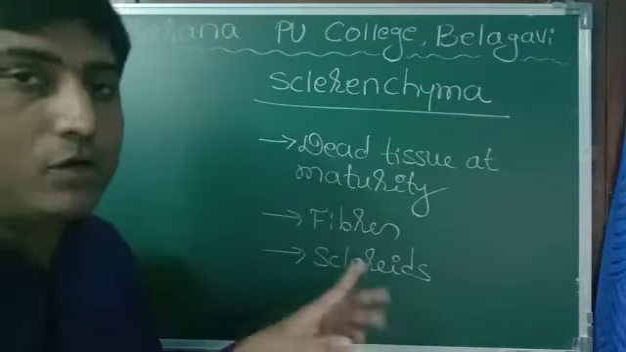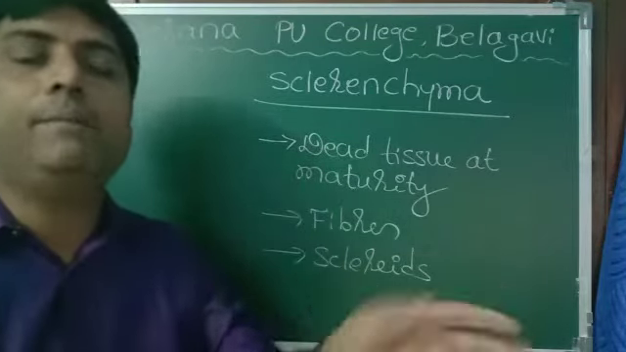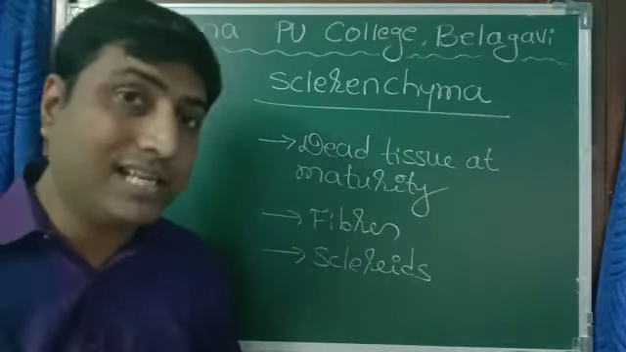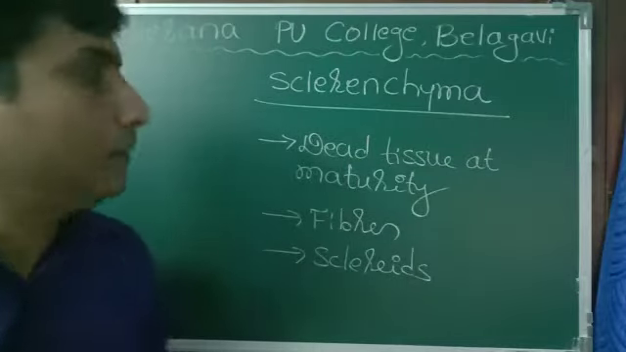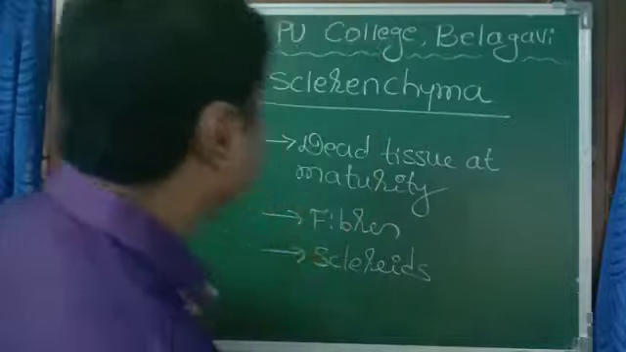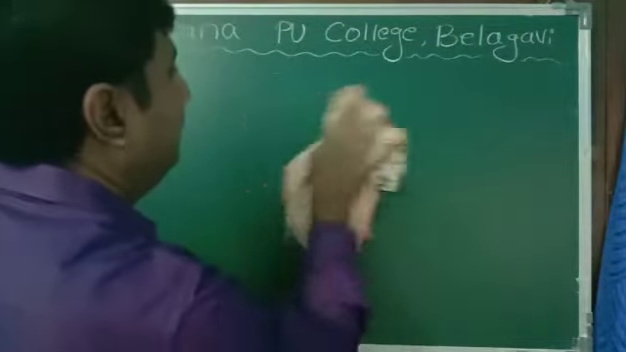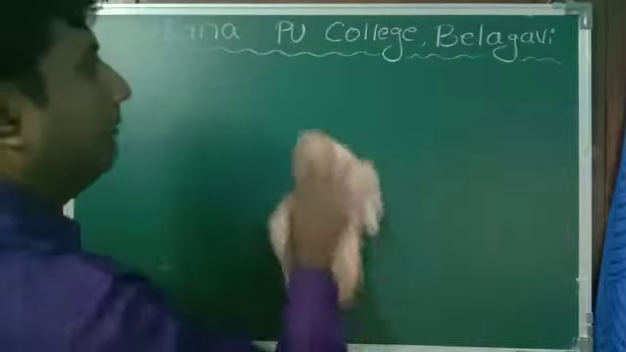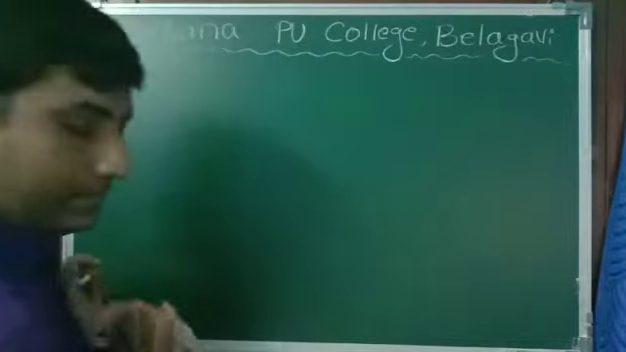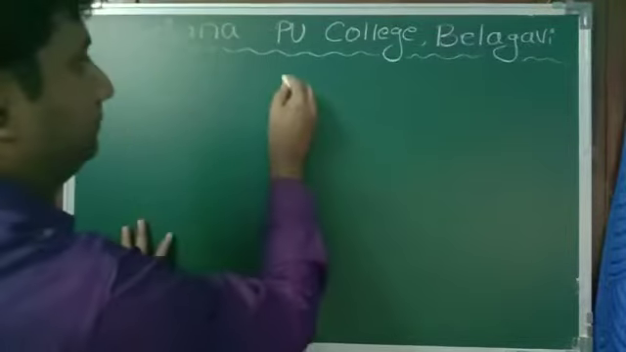So that is all about sclerenchyma, collenchyma and parenchyma. All the three you have seen are made up of only one type of cells. Now coming to complex permanent tissue, and in that first I will take up xylem.